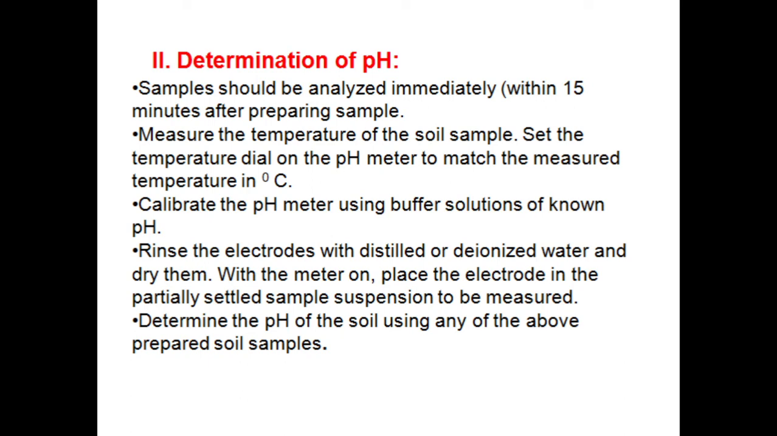Simple method. First you have to calibrate the pH meter by using the buffer solution, and then the electrodes have to be washed with deionized water and dipped in the soil sample solution. You'll get directly the reading. That reading is the pH of the soil. So this is how the pH of the soil can be determined by using a pH meter.